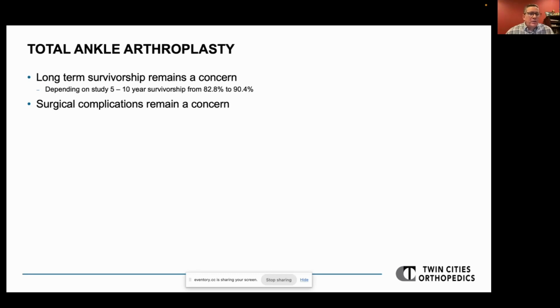And as we've heard, there's plenty of data to suggest that we still have problems with surgical complications, as in any surgery. Complications in total ankle arthroplasty remain a concern. One of the presenters earlier talked about the clear data that the more ankles you do, the fewer complications you tend to have. We certainly want to make sure that as we have instrumentation systems and surgical techniques, we're able to do this predictably and reliably with as few complications as possible.